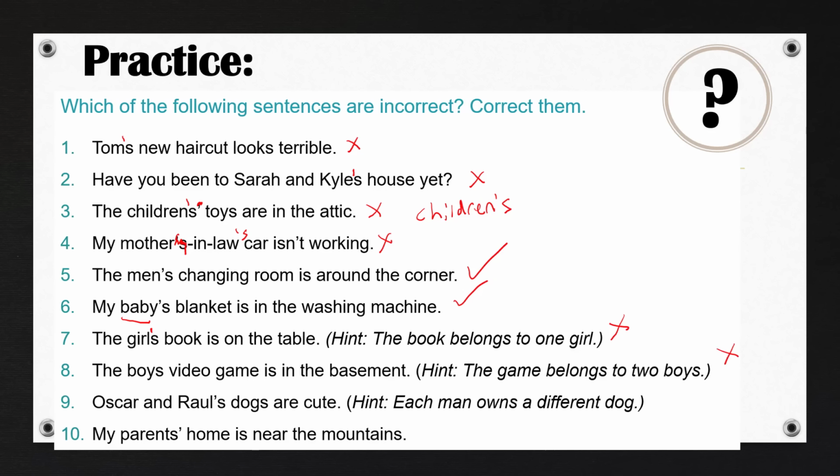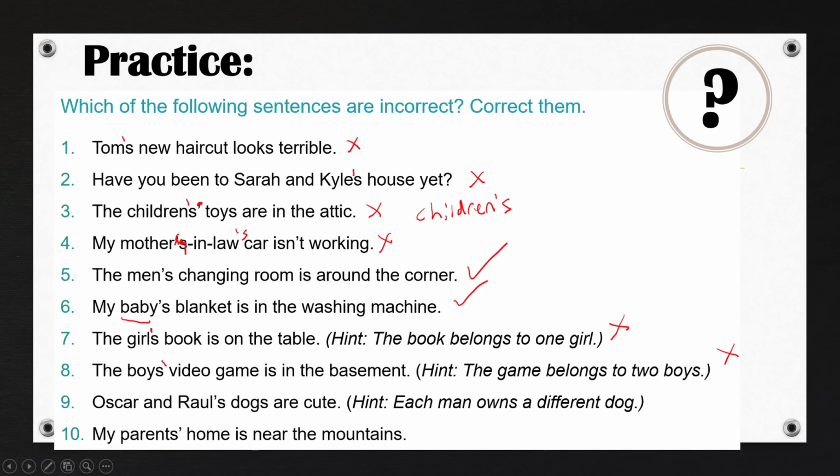The boy's video game is in the basement. Because this game belongs to two boys, we put the apostrophe after the S, the boys' video game, because both boys own the same video game. Maybe they're brothers. So we put it after the S because we have a plural noun that ends in S. So we just add the apostrophe after the S.